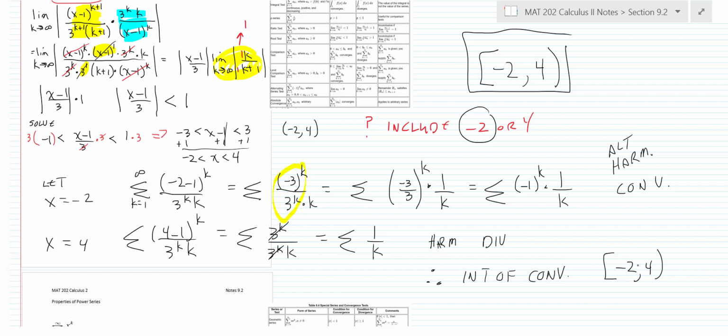Everything else diverges. Now, the other thing I want you to be able to do is the radius of convergence.